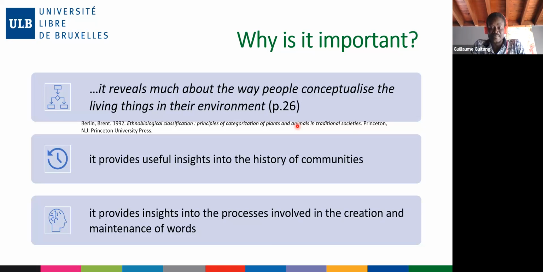It provides very useful insights into the history of communities. The names of plants and animals, as other words in the languages, document, but specifically for names of plants and animals, they document geographical trajectories, changes in the lifestyles of the people, changes in the environment. They become real archaeological material in times of rapid environmental changes. And from a more linguistic perspective, it also provides insights into the processes involved in the creation and maintenance of words in given communities.